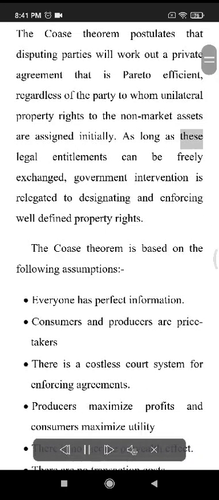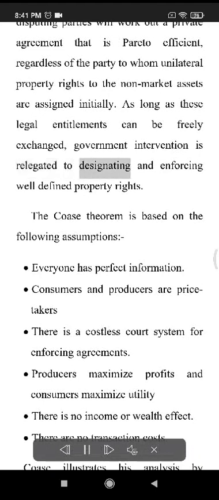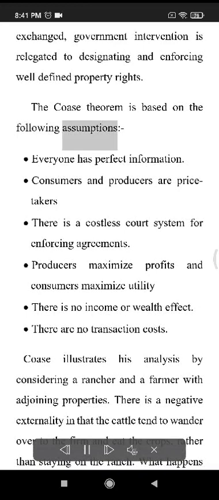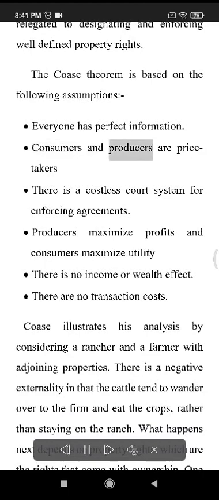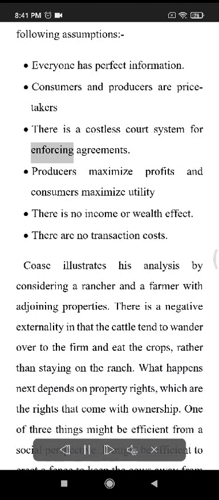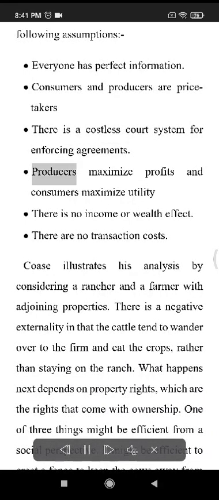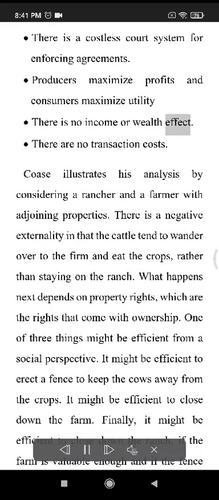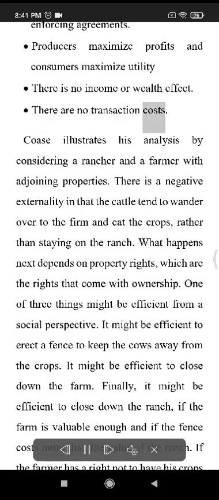As long as these legal entitlements can be freely exchanged, government intervention is relegated to designating and enforcing well-defined property rights. The Coase theorem is based on the following assumptions. Everyone has perfect information. Consumers and producers are price takers. There is a costless court system for enforcing agreements. Producers maximize profits and consumers maximize utility. There is no income or wealth effect. There are no transaction costs.